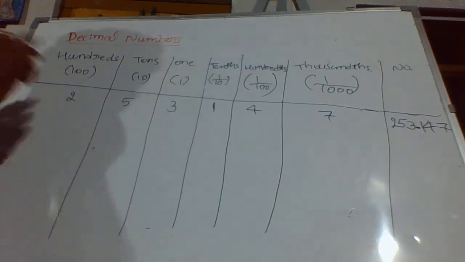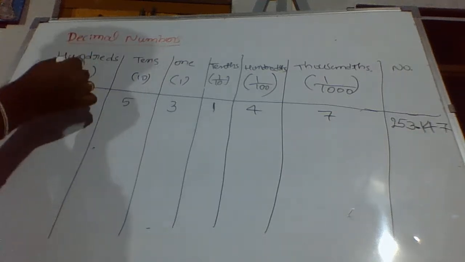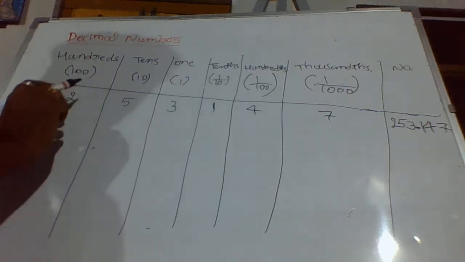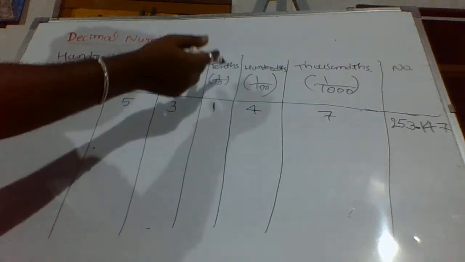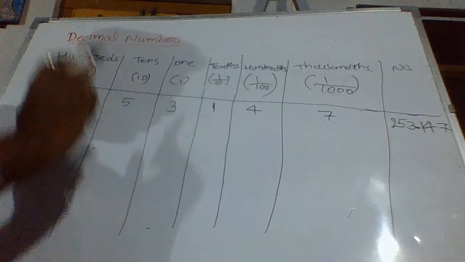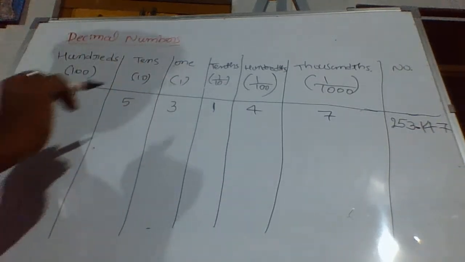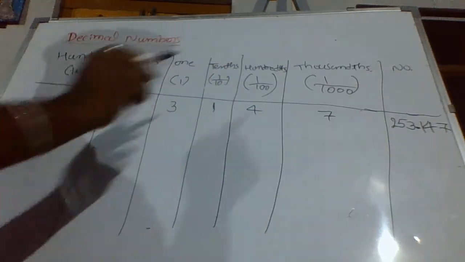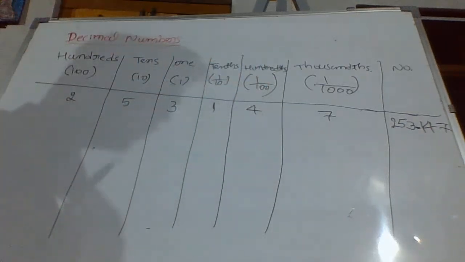Listen carefully. I will explain this example once again. In the first column, hundreds place means this is 100, tens place means this is 10, and ones place means units place. Next, the tenths, hundredths and thousandths are the places which come after the decimal point. Tenths place means 1 by tenth value, hundredths place means 1 by hundredth value, and thousandths place means 1 by thousand value.